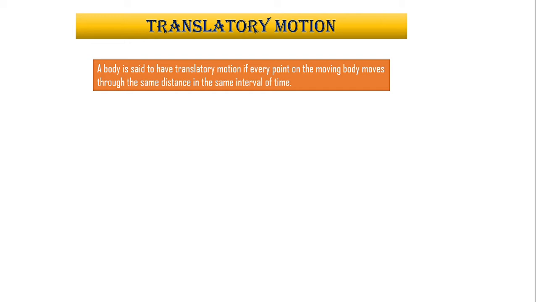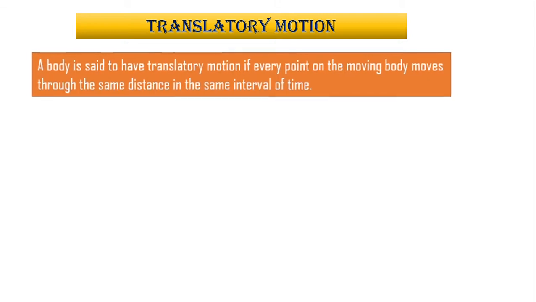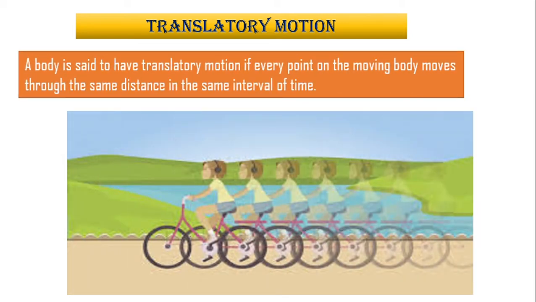the same distance in the same interval of time. Alright. So for example, this girl, she is riding a bicycle. In that case, all the parts are moving the same distance in the same interval of time. Okay. So the back tire was earlier over here, so now it has reached over here. The front tire was over here, then it has reached over here. So the distance has remained the same.